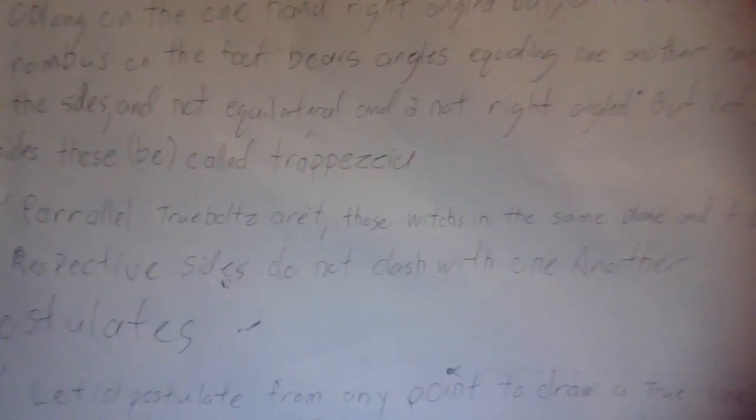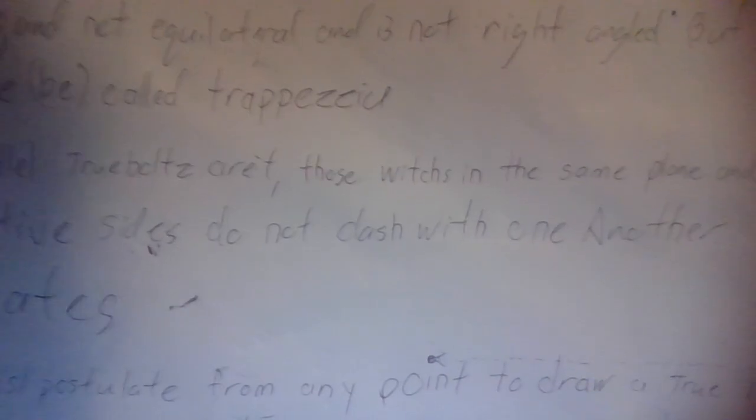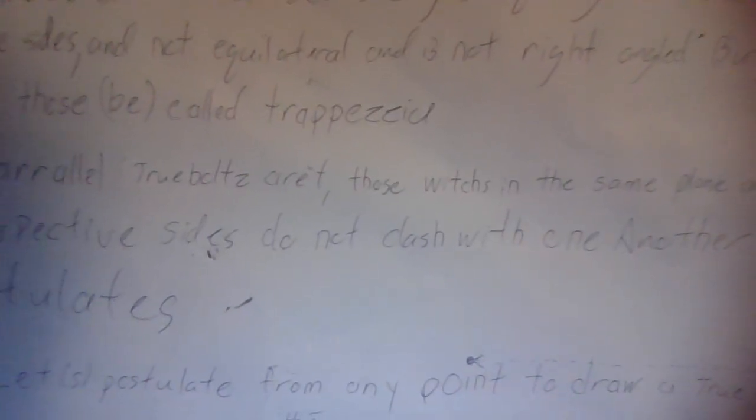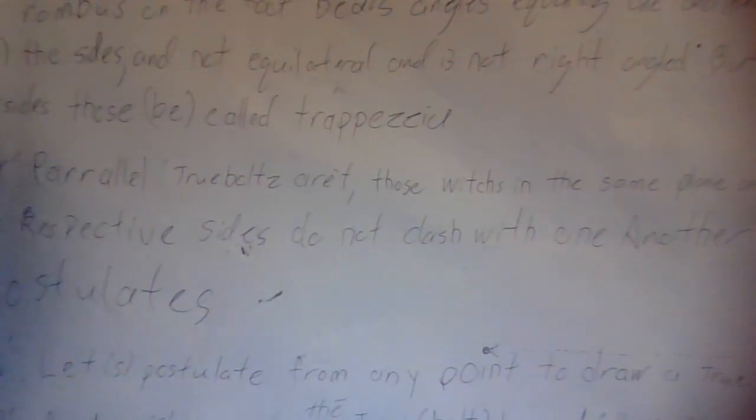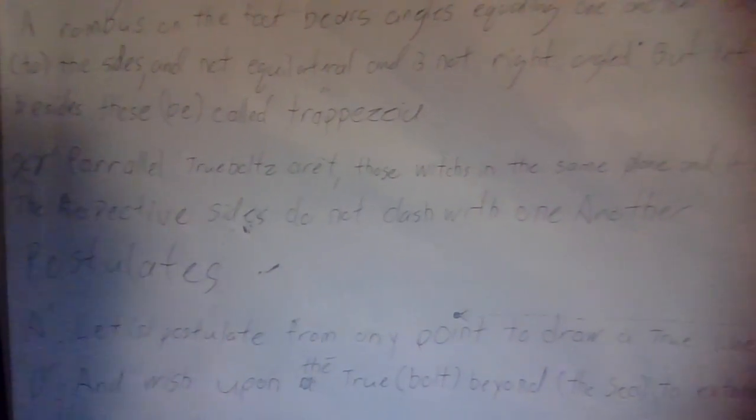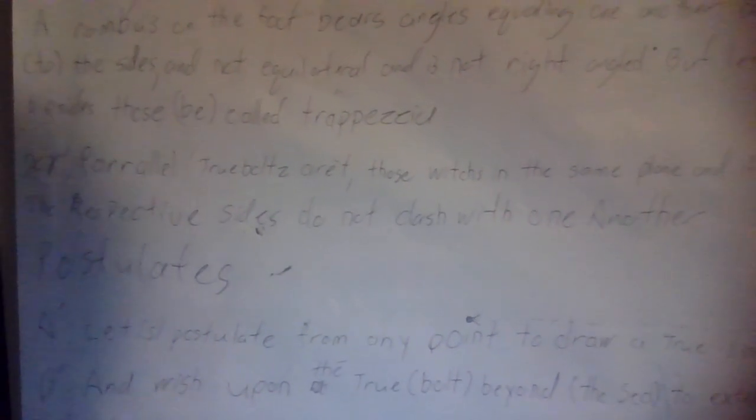Postulates. Let us postulate: alpha, to draw a straight line from any point to any point; beta, to produce a finite straight line continuously in a straight line; gamma, to describe a circle with any centre and distance; delta, that all right angles are equal to one another; epsilon, that if a straight line falling on two straight lines makes the interior angles on the same side less than two right angles, the two straight lines, if produced indefinitely, meet on that side.